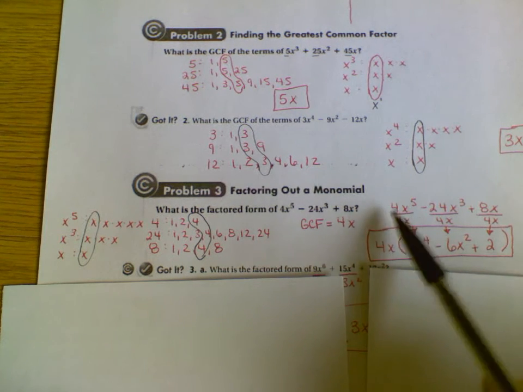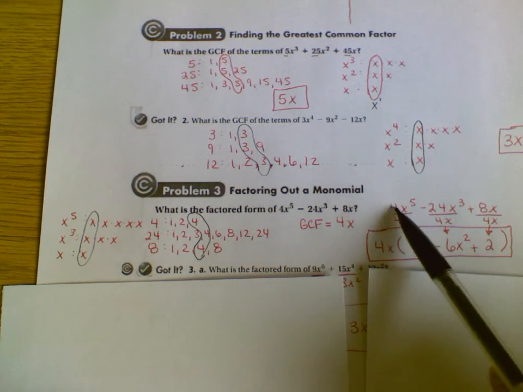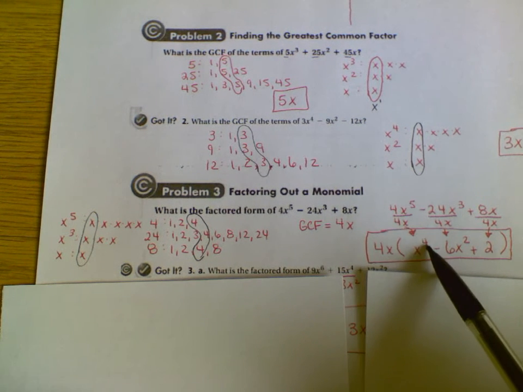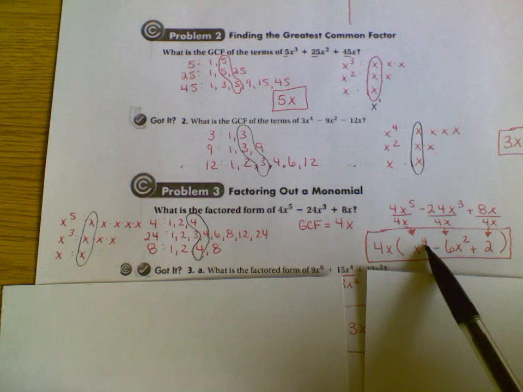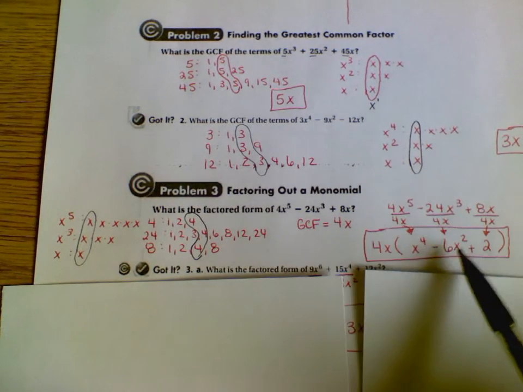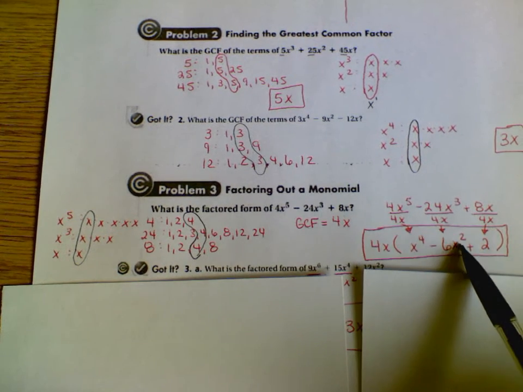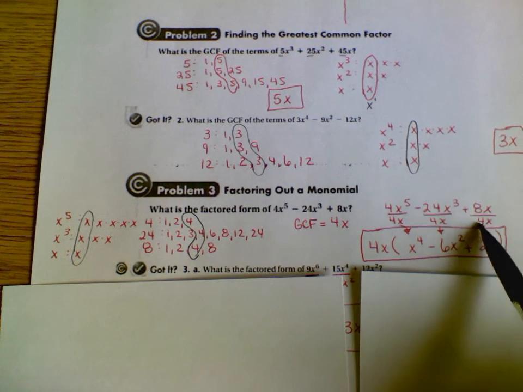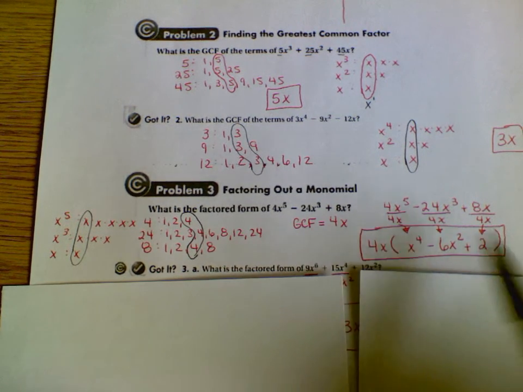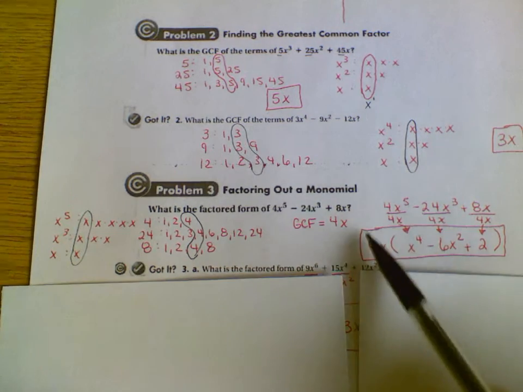So when I divide 4x to the 5th, 4 divided by 4 is 1. x to the 5th divided by x to the 1st means I subtract it, so I get x to the 4th. Negative 24x cubed divided by 4x would be negative 6x squared. 8x divided by 4x would just be positive 2 because the x's would cancel. This is my final answer.